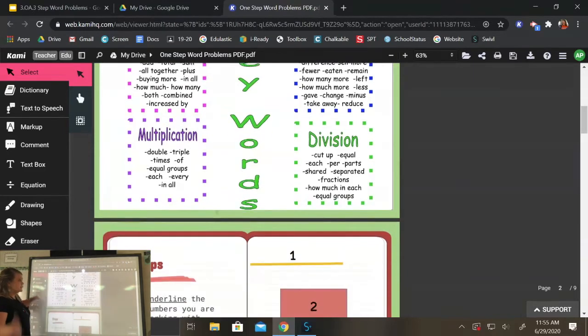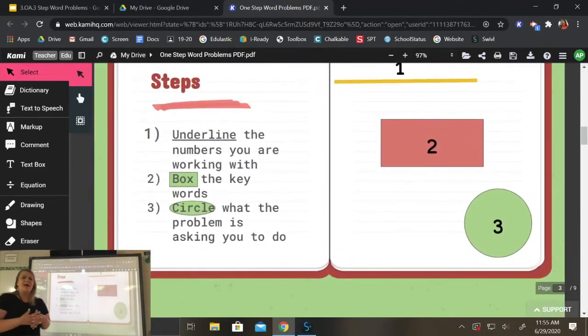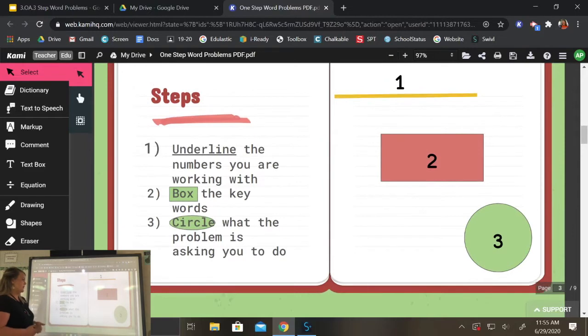So this anchor chart will be posted in the classroom. It will be posted on the Google Drive if teachers would like to access it. The steps for working through a word problem are going to be the same when you get to two-step word problems. First, you need to underline the numbers that you're working with. That's going to be, if you have 2 dogs and they each get 4 bones, how many bones do you have in all? Well, that number 2 and the number 4, you're going to need to underline those so we can quickly see the numbers we're working with when we're trying to break apart our problems.